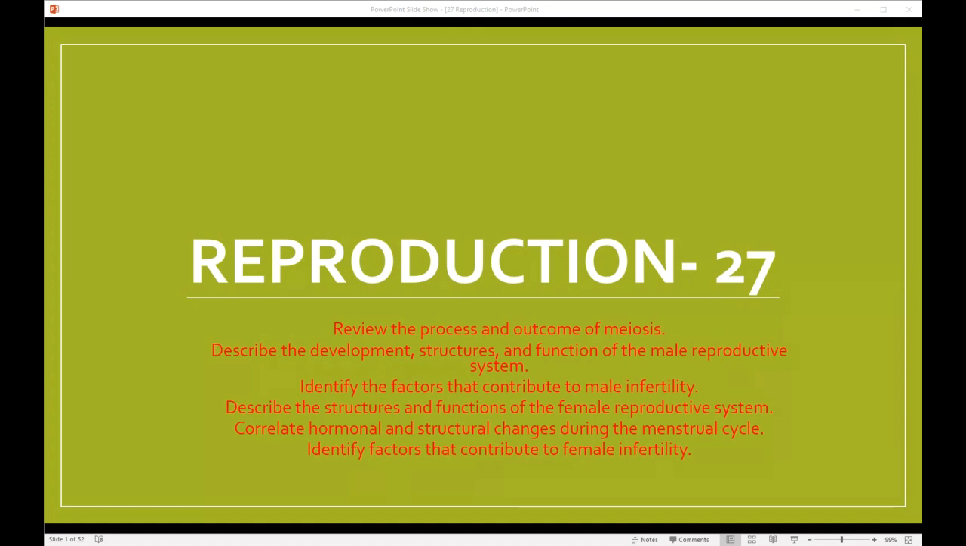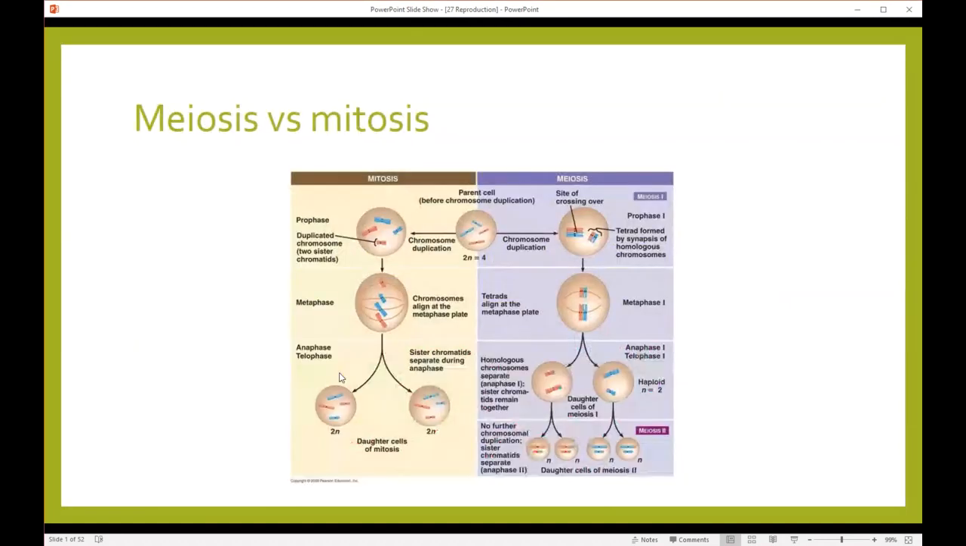We're going to describe the development, the structures, and the function of the male reproductive system, and then identify the factors that can contribute to male infertility. Then we're going to describe the structures and functions of the female reproductive system, including correlating the hormonal and structural changes during the menstrual cycle, and identify any factors that contribute to female infertility. Okay, so here we go.